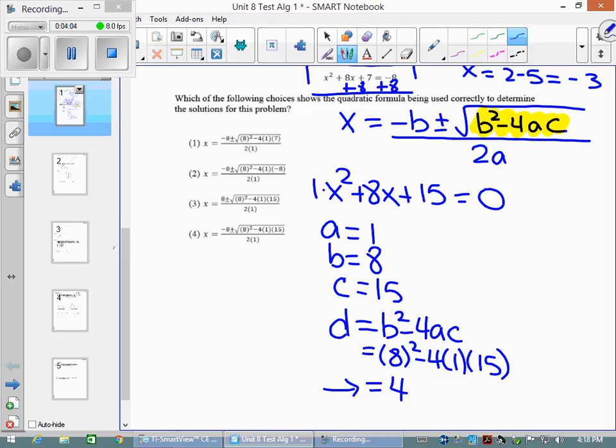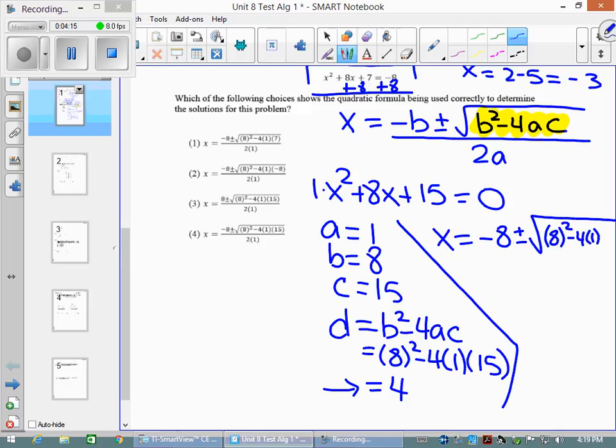So now I'm going to just plug everything in. So x equals negative b plus or minus the square root. Since we didn't actually have to calculate this, let me just plug in all over 2 times a, which is 1. So I'm looking for this choice, and this is correct on choice 4.